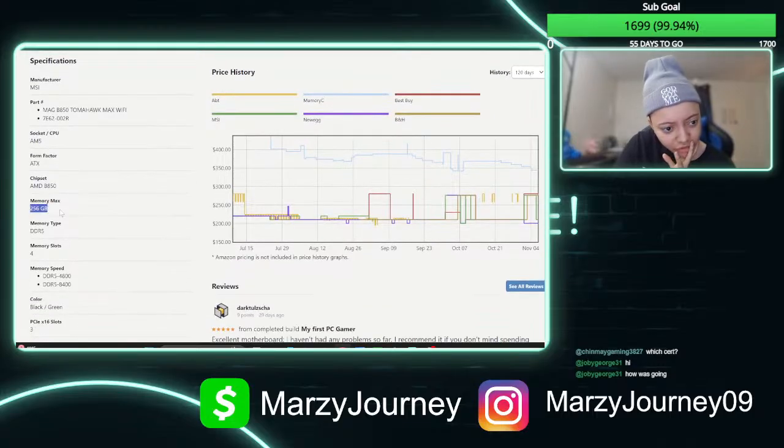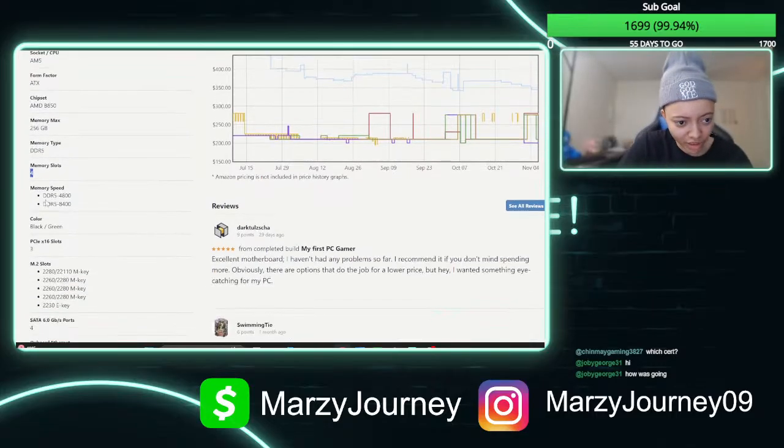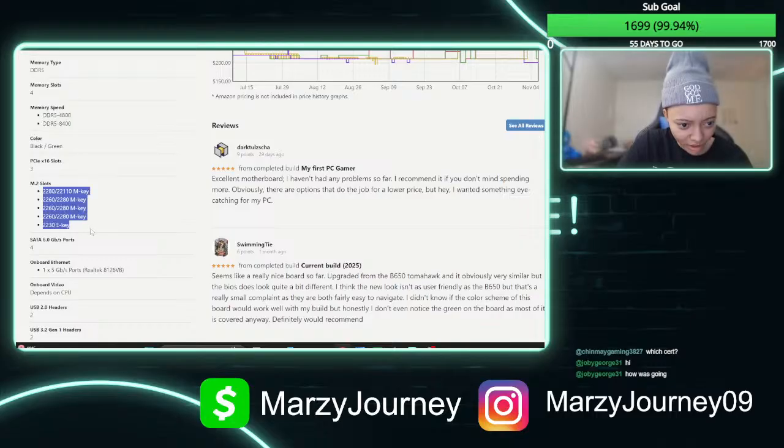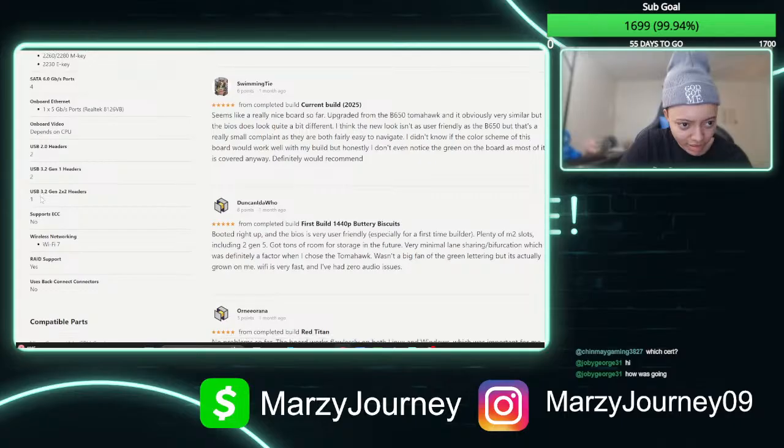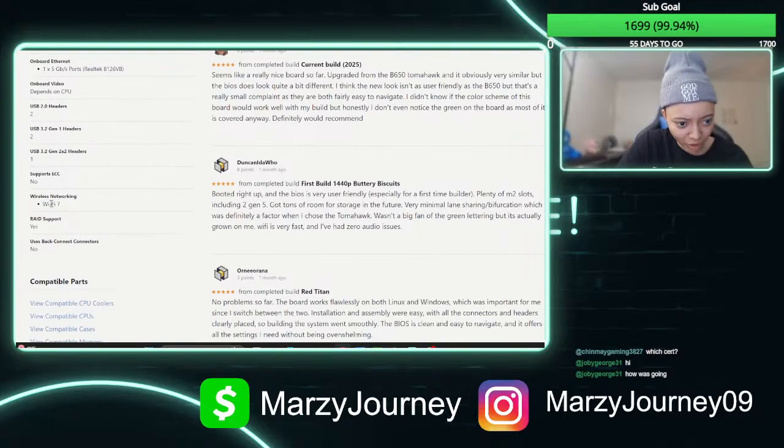Memories, and then this gets into 256 gigabytes for memory. The memory type is DDR5, so I'm assuming DDR5 is the best. We obviously haven't gotten into that. There's memory 4 slots. This is the speed, so 4,800, 8,400, that's nice. M2, so we got the M keys, 4 SATA ports, Wi-Fi 7, what the hell? What the hell is Wi-Fi 7?